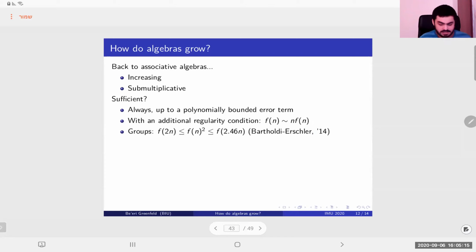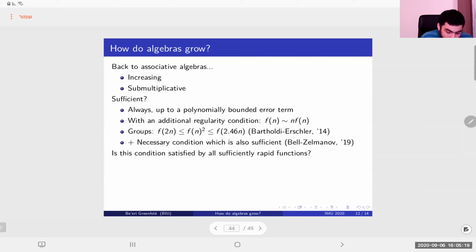There are some analogs of this for groups, which are much more restrictive. I don't want to get into it. But I want to mention a remarkable result of Bell and Zelmanov, a recent result. They found an additional condition, which is necessary and is also sufficient, but there's a delicate point: this condition is not quite necessary because it is not an asymptotic condition. Namely, it can be that your function doesn't satisfy it, but it is equivalent to some function that satisfies it.